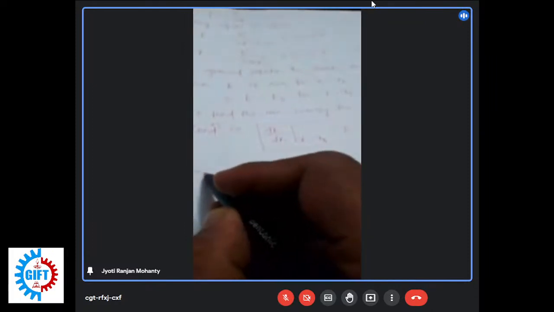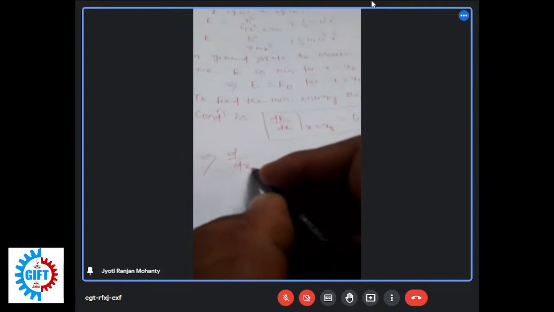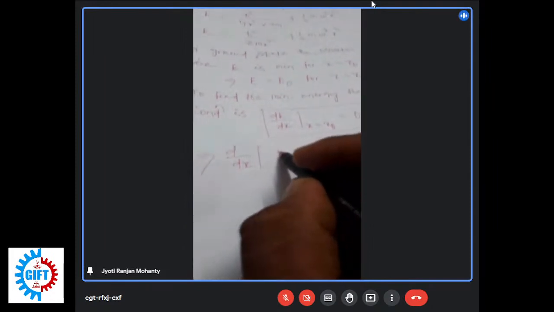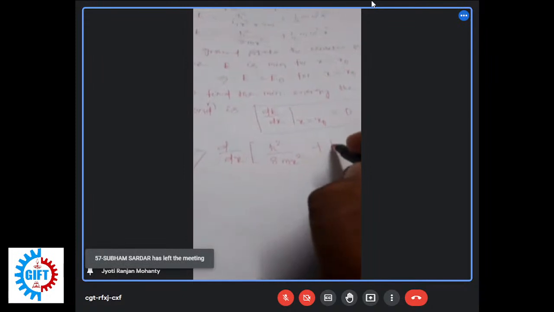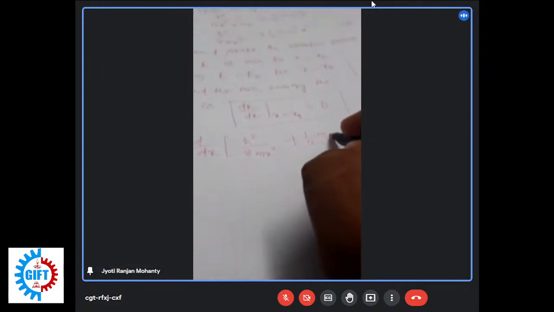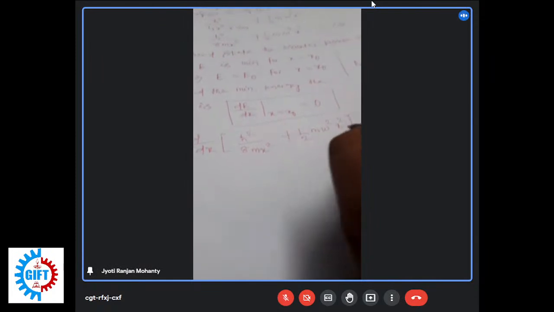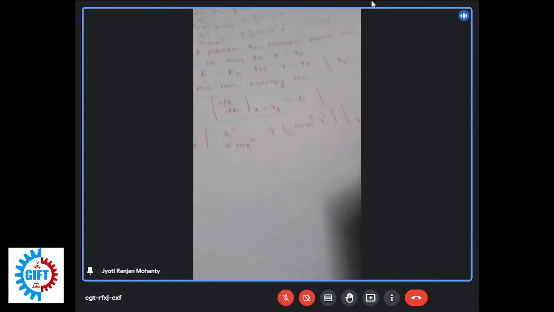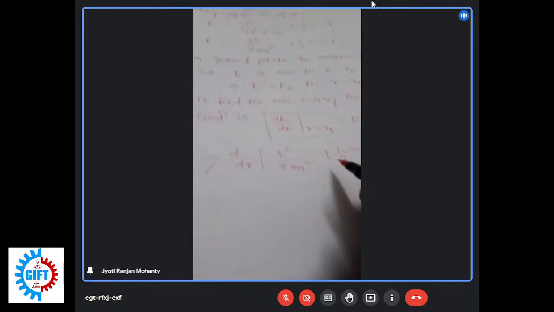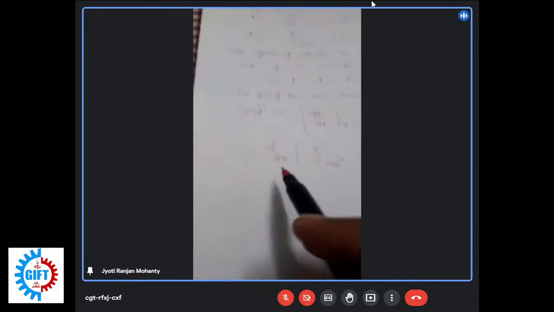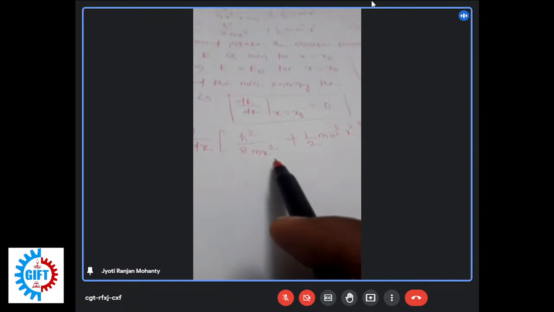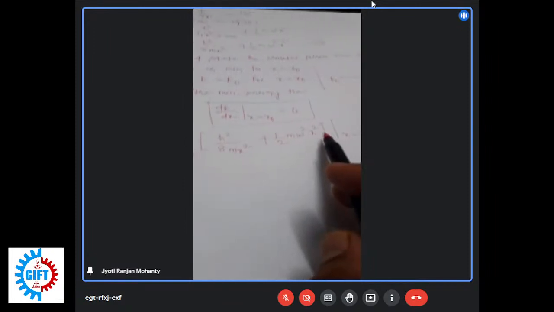Now, we know energy, you take the derivative d by dx. What is your energy formula? h cross square by 8m x square plus half m omega square x square, at x is equal to x0, is equal to 0. Understood? So you take the derivative d by dx of h cross square by 8m x square plus half m omega square x square is equal to 0.